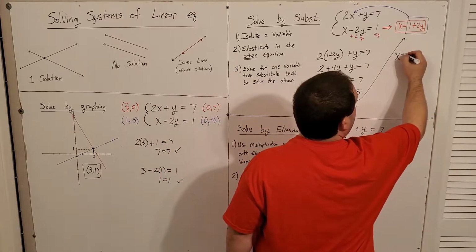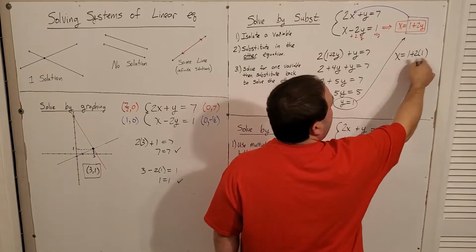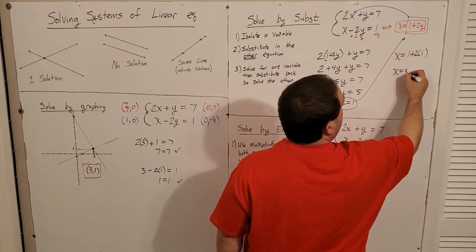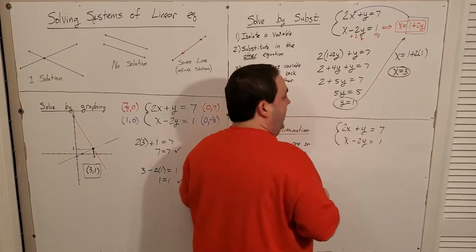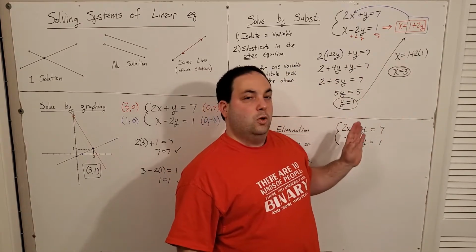That's going to give me x is equal to 1 plus 2 times 1. And that's just 1 plus 2. So I get x equals 3. And therefore I have my solution. 3 comma 1. X is 3, y is 1.